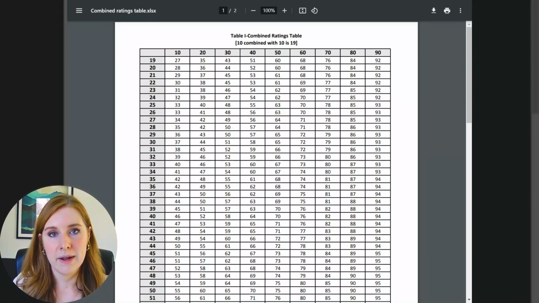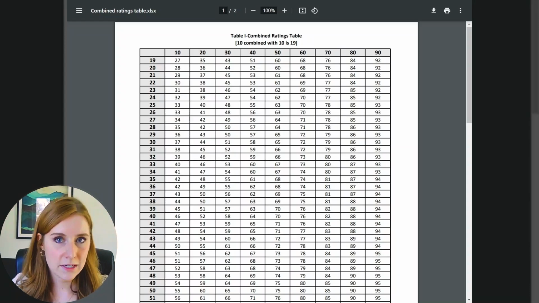And with the way the combined ratings table works, the closer you get to 100%, the harder it tends to be to get there with the way the VA math works. So just know that if you're getting close to 100%, say you're at 90%, but looking at this table, your actual combined rating is like an 87, it's going to take you a good amount of additional ratings to get to that 100%. So it's definitely something to keep in mind.